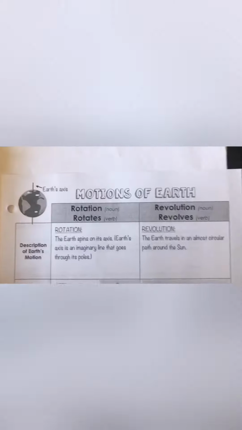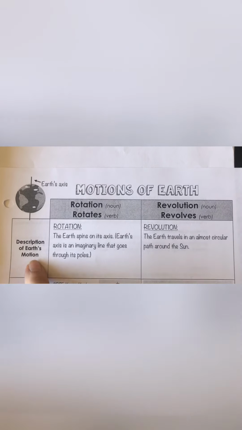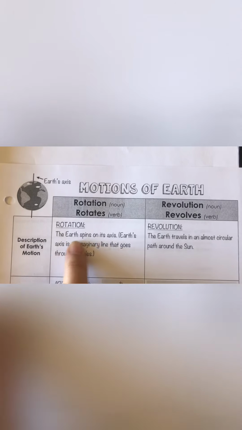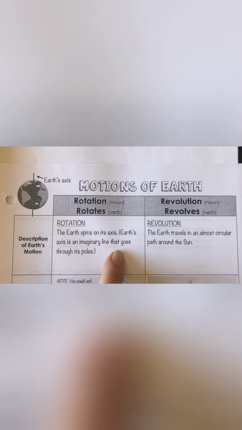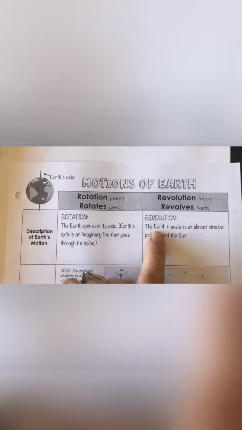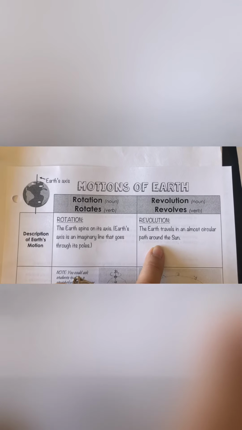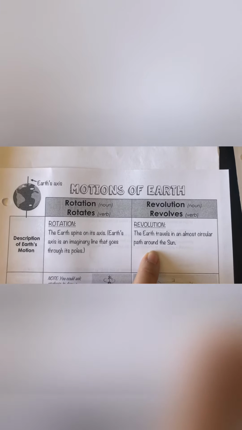Okay, so we're going to take some notes right now. Description of Earth's motion. We've got rotation: the Earth spins on its axis. Earth's axis is an imaginary line that goes through its poles. Revolution is the Earth traveling in almost a circular path around the sun. So let's move down and draw a picture to bring this to life.